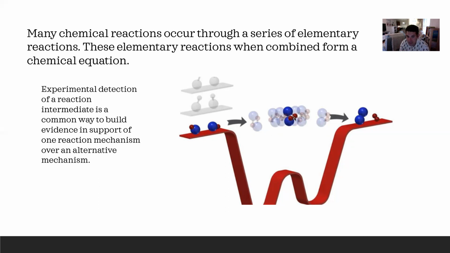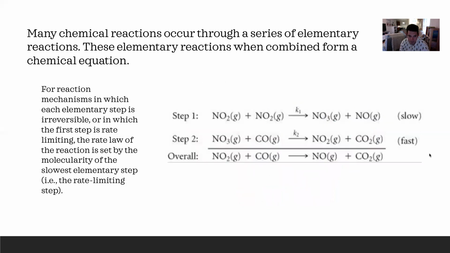All right, and again, it's just something that it's there temporarily, but then it's gone. It's not there at the end. All right, so for reaction mechanisms in which each elementary step is irreversible, or in which the first step is rate limiting, the rate law of the reaction is set by the molecularity of the slowest elementary step. So we call this the rate limiting step, also called the rate determining step, RDS, you'll see.